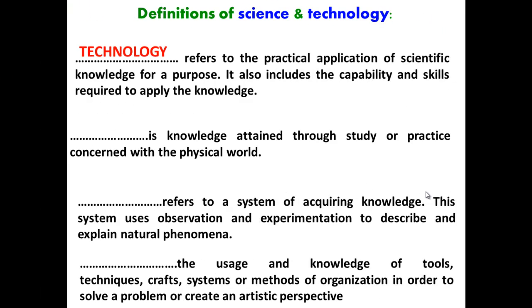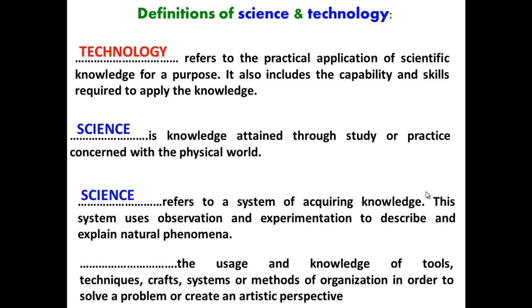The second is knowledge attained through study or practice concerned with the physical world. This is a definition for science. The third refers to a system of acquiring knowledge. This system uses observation and experimentation to describe and explain natural phenomena. This is the definition of science.